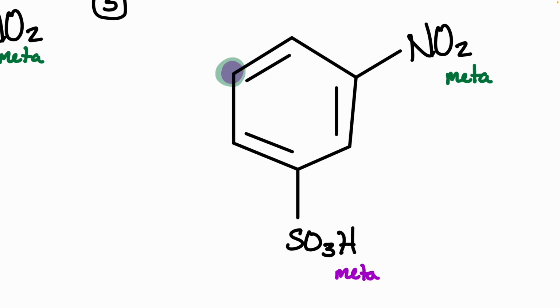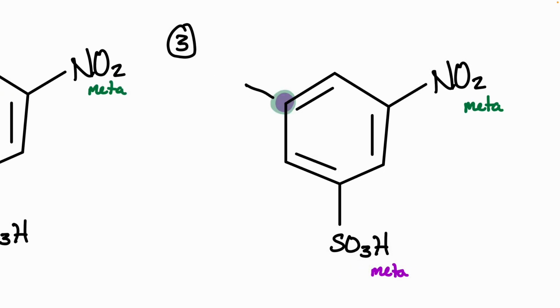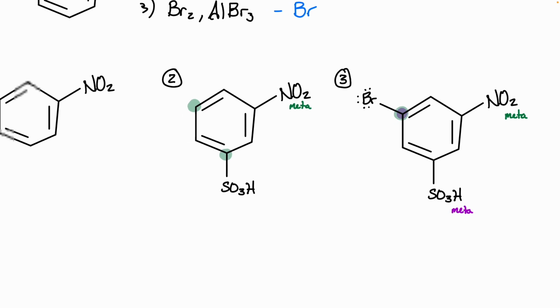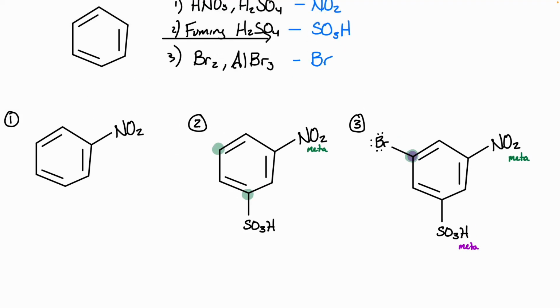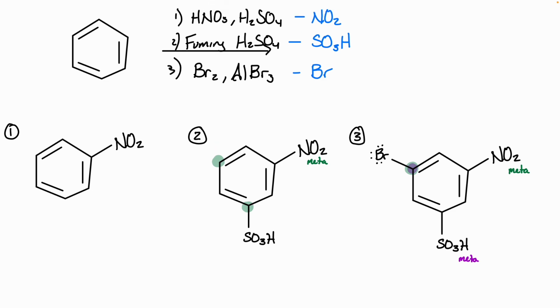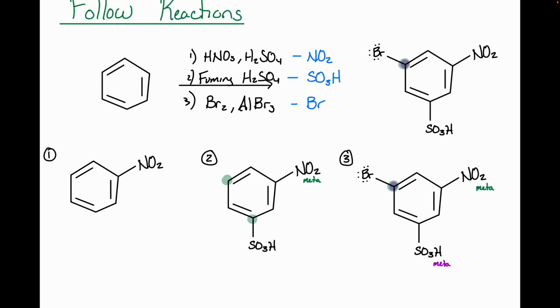We want that new incoming bromine to go to the same carbon, and that's where we would stick that bromine. That position is meta to both the nitro group and the sulfonic acid group. So great, they're both going to direct that incoming substituent to that position there. So then our final product here would just be this one molecule.